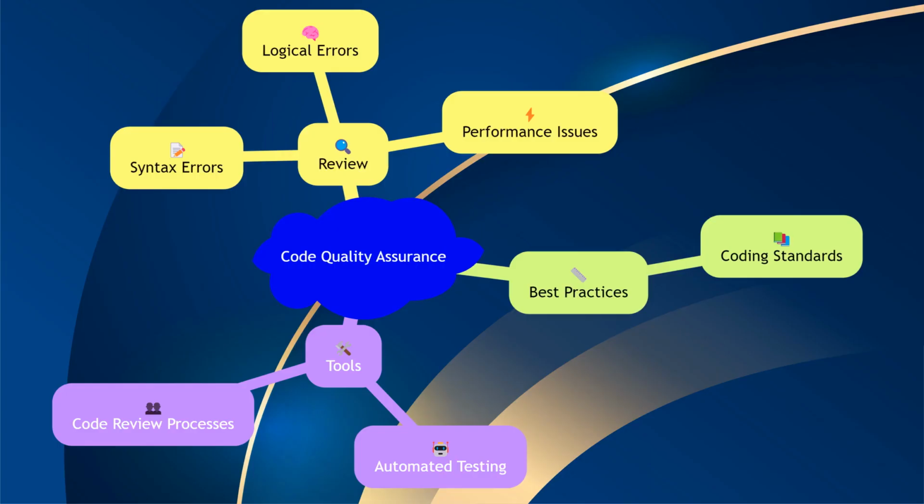While generative AI can produce high-quality code, it is essential to review and test the generated code thoroughly. This includes checking for syntax errors, logical errors, and performance issues. Developers should also ensure that the code follows best practices and coding standards. Automated testing tools and code review processes can help in maintaining the quality and reliability of the generated code.